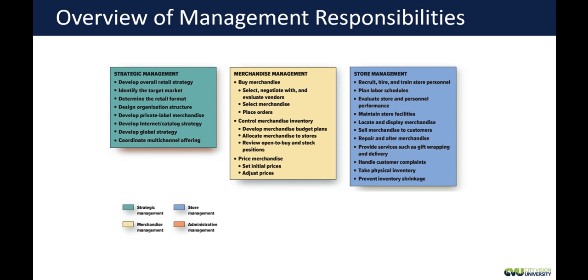All right. So when you start thinking about the manager, right, this is, again, trying to wrap things up. As a store manager, these are the things that you're going to have to do.